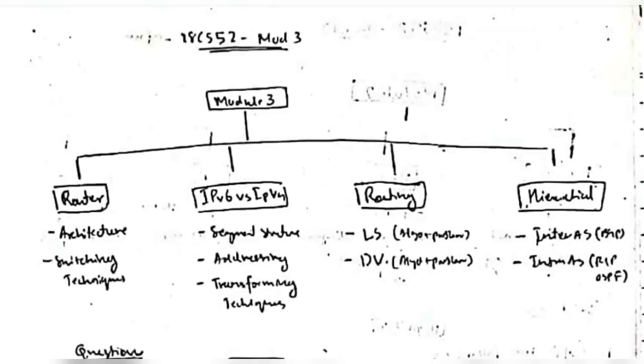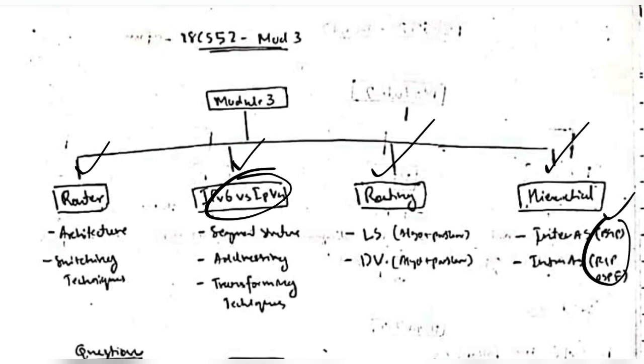Coming to module 3 of computer networks, we have these 4 main topics: router, IPv6 versus IPv4, routing, and hierarchical routing. Here we have 3 protocols: BGP, routing information protocol, and open shortest path first. These come under Inter AS and Intra AS. In routing we have LS, the link state algorithm, also known as Dijkstra's algorithm. DV is the distance vector, also known as the Bellman-Ford algorithm.